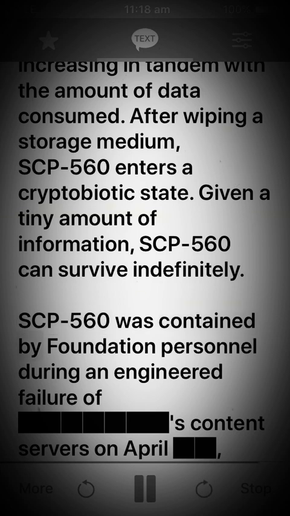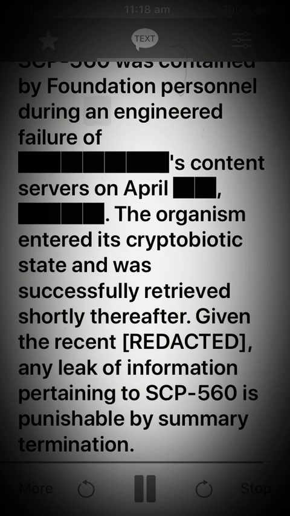SCP-560 was contained by Foundation personnel during an engineered failure of S-content servers on April. The organism entered its cryptobiotic state and was successfully retrieved shortly thereafter. Given the recent [REDACTED], any leak of information pertaining to SCP-560 is punishable by summary termination.